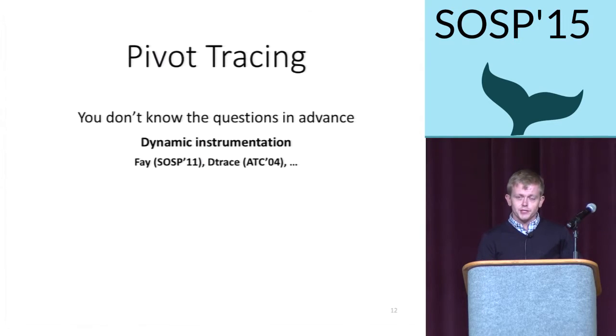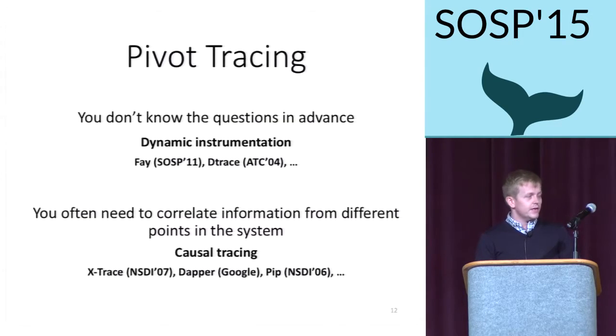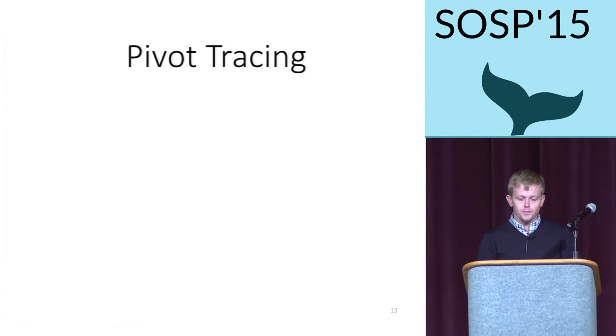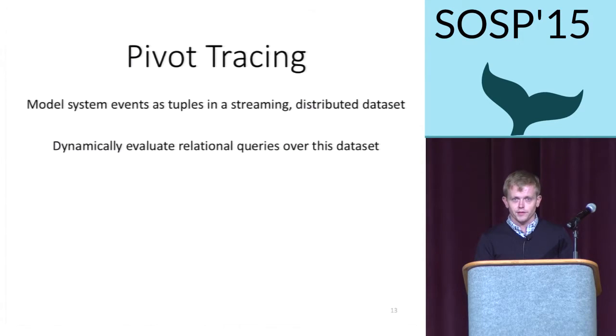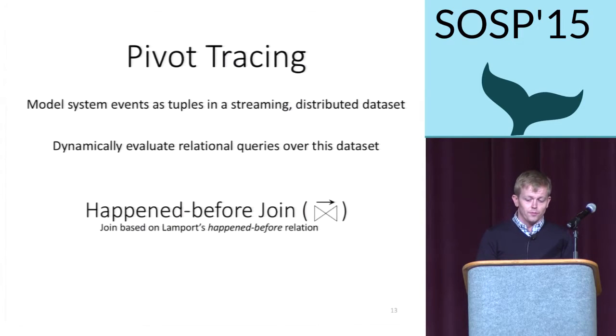We use dynamic instrumentation so that we can defer until runtime our choice about what to monitor, and we use techniques from causal tracing so that we can correlate events from different points in the system at runtime. A natural way to expose these two features is to first model system events as the tuples of a streaming distributed dataset, over which we can dynamically evaluate relational queries. Second, in order to express causality, we introduce the happened-before join operator, which joins tuples based on Lamport's happened-before relation. With the happened-before join, we're subsequently able to group and filter events based on the properties of any events that causally precede them within an execution.